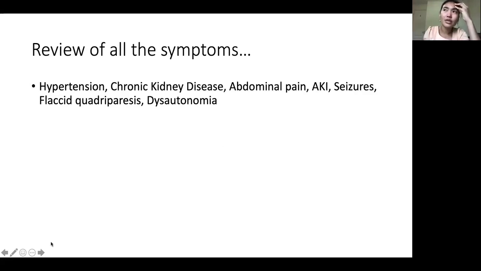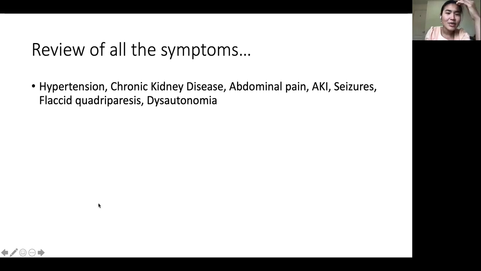So we were thinking, look, all these symptoms cannot be explained by a single condition. It is not Occam's razor. Could it be Hickam's dictum? Okay. And then we reviewed all the symptoms. This lady, for unknown reason, has suffered from hypertension. She suffered from chronic kidney disease. This time she presented with acute abdominal pain. She had AKI, and then she also had seizures. She had peripheral neuropathy with dysautonomia.